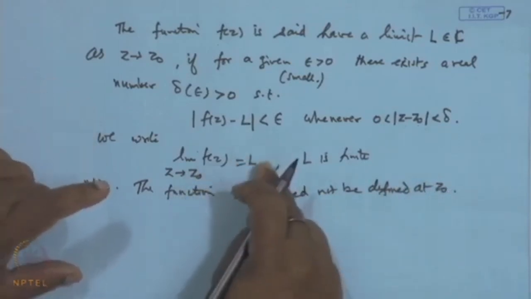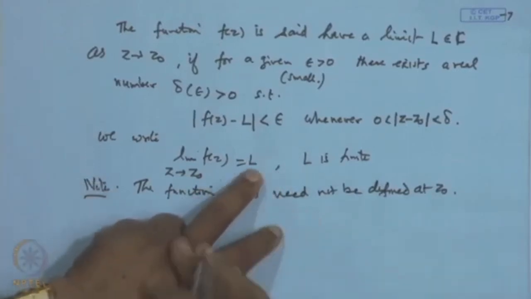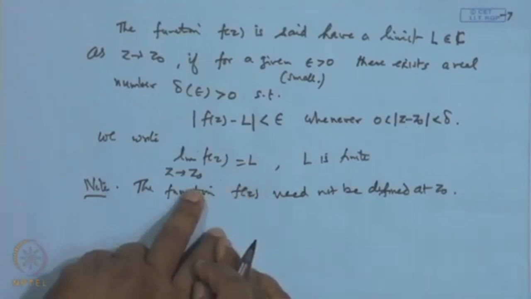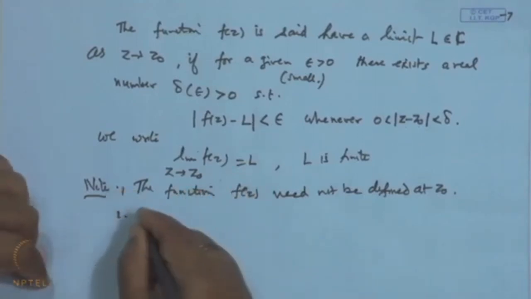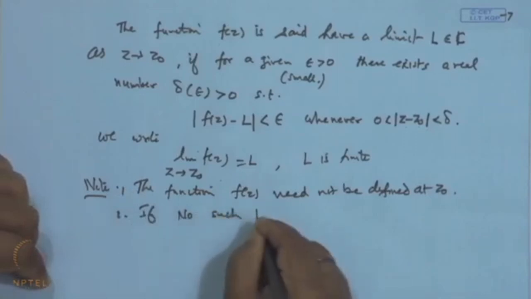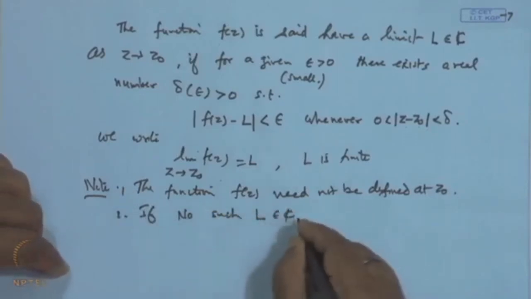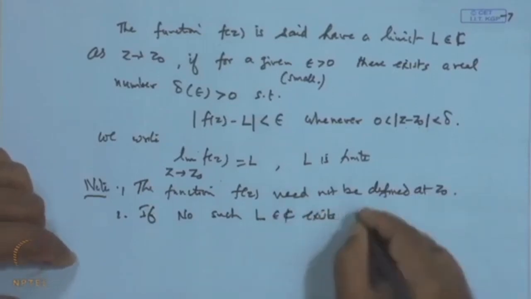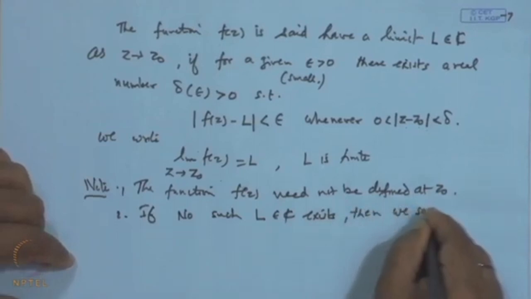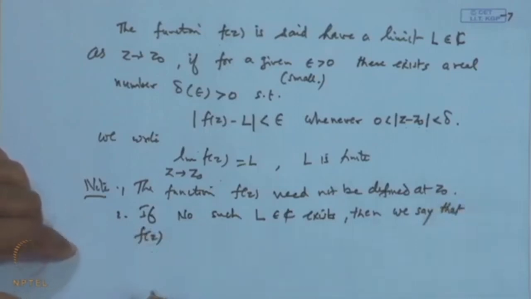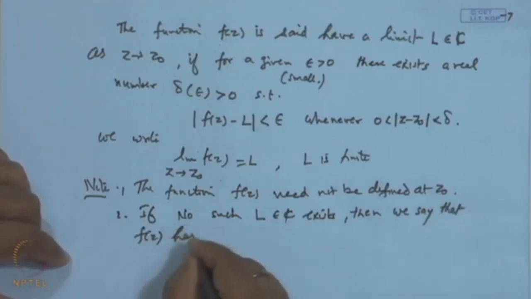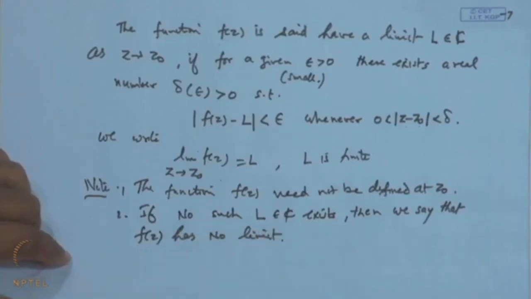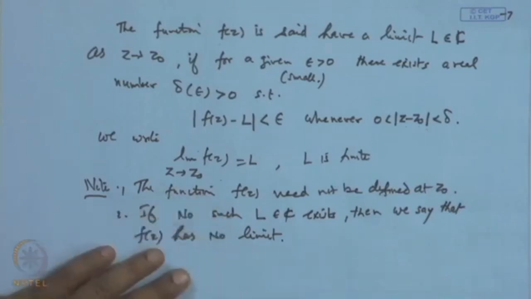Now, if this limit does not exist, if no such L is possible, then we say the function does not have a limit. If no such L, which is in C, exists, then we say that the function f(z) has no limit. So, basically this concept of the limit depends on the path of where the point is going.